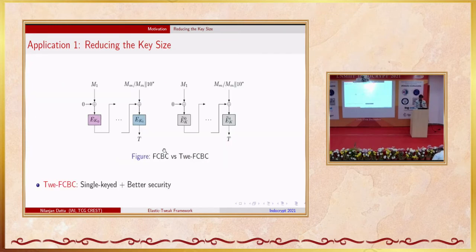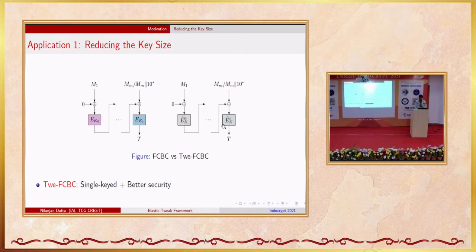One possible straightforward application is something like this. Consider the FCBC construction. It uses three keys. One key is K0, and all the intermediate blocks are encrypted with K0. For the last block, depending on whether it's a full block or a partial block, you use key K1 or K2. Instead of this, if we have a TBC, we can use different tweaks for that.